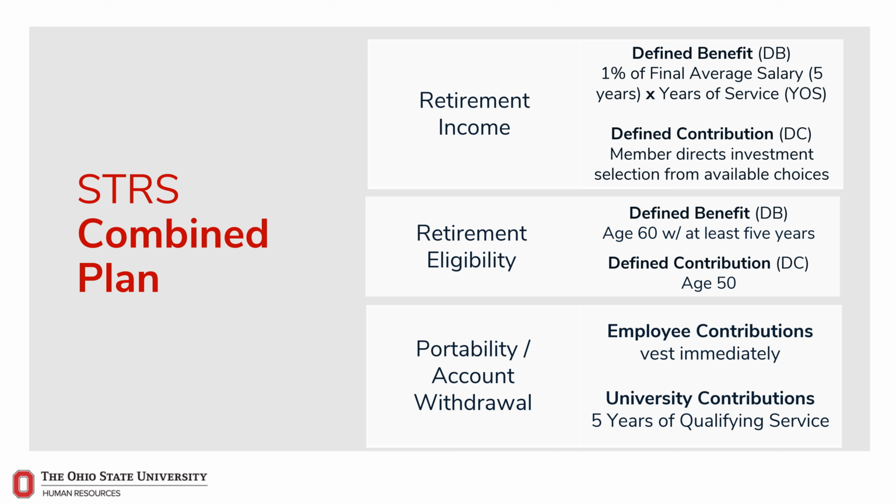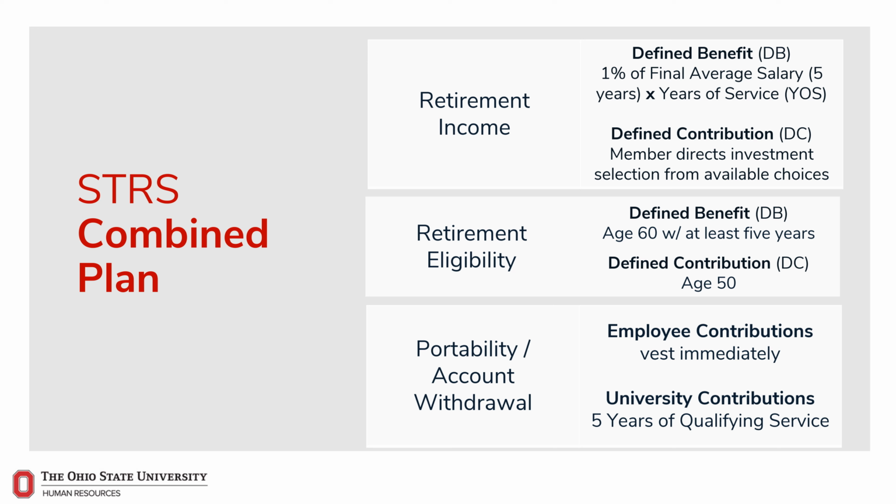The STRS Combined Plan incorporates elements of both a defined contribution plan and a defined benefit plan. One portion of your benefit is calculated using a formula that factors your age, years of service, and final average salary, which is the average of your 5 highest earning years. The other portion is based on your contributions to the plan and the performance of your selected investments, similar to the STRS Defined Contribution Plan.